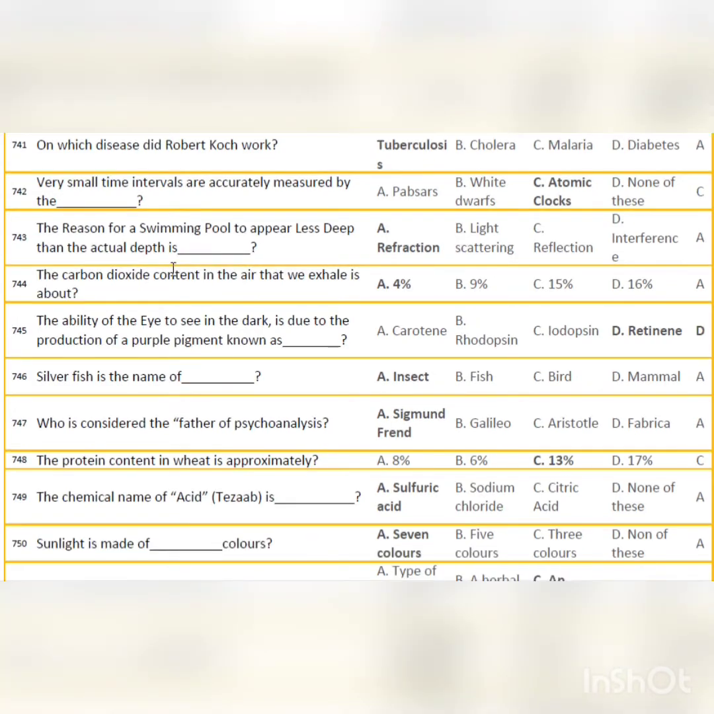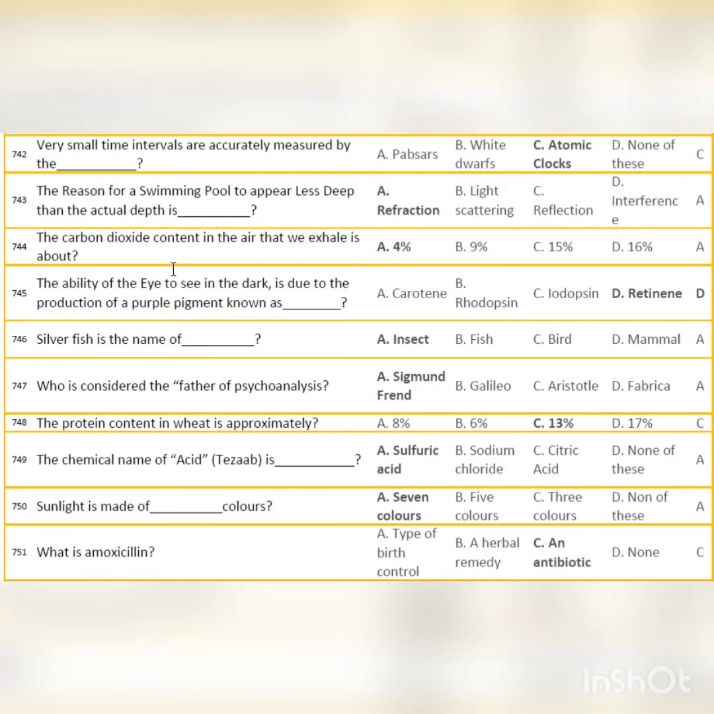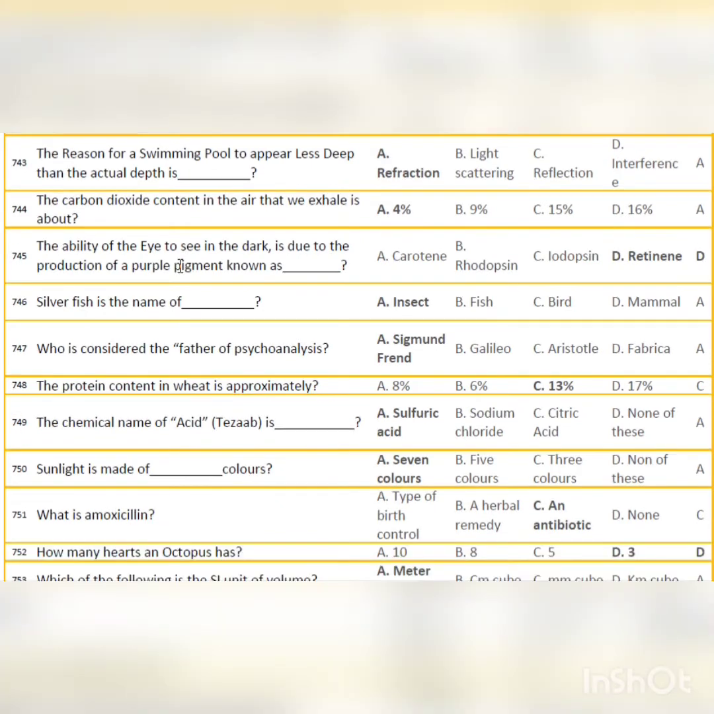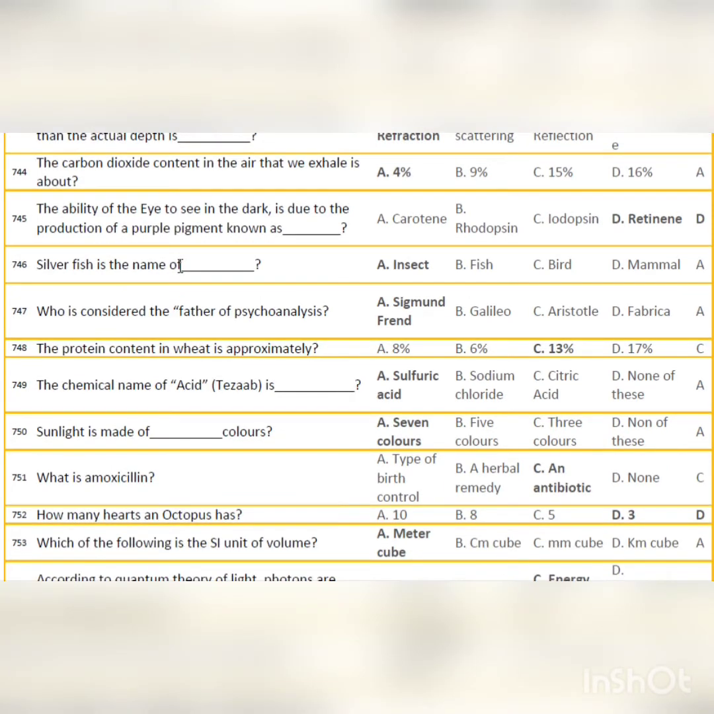Permanent hardness of water may be removed by addition of A. Sodium carbonate. B. Alum. C. Potassium permanganate. D. Lime. Answer is the A. Sodium carbonate.